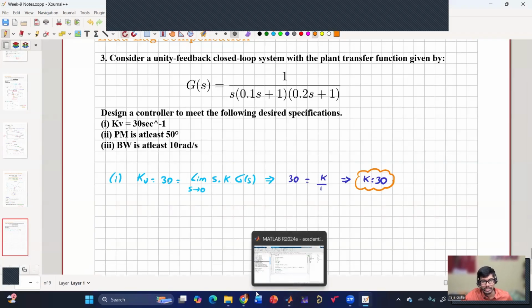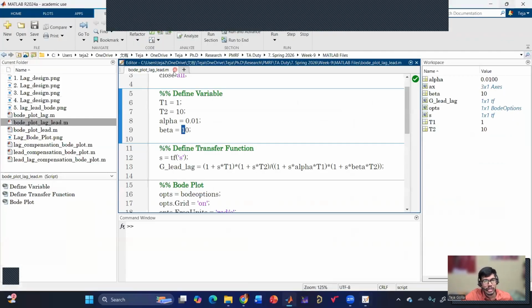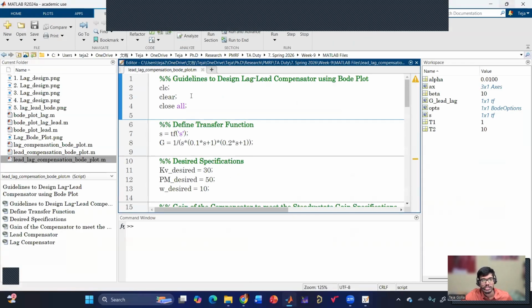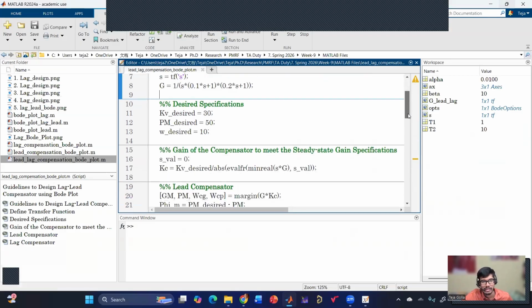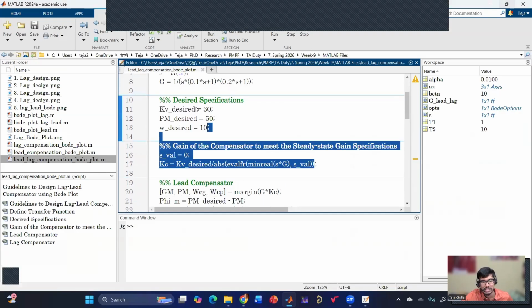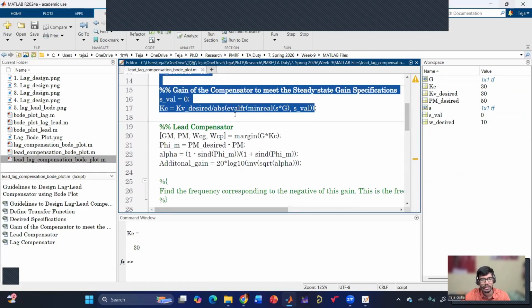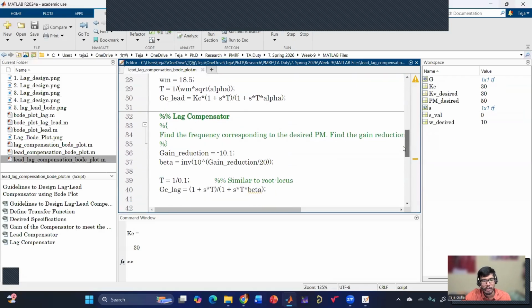Now I'll go into the lead compensator. Before that, let us first see the code that I have written for the lag-lead compensation using the Bode plot design. So this is the design, again clearing the workspace, everything. This is my transfer function, 1 by s into (0.1 s plus 1) into (0.2 s plus 1). Desired Kv is 30, phase margin is 50, omega desired is 10. And then this is the Kc. Let us see whether the Kc is coming to be correct or not. Kc is 30. So again, the code remains the same. First lead compensator followed by lag compensator.